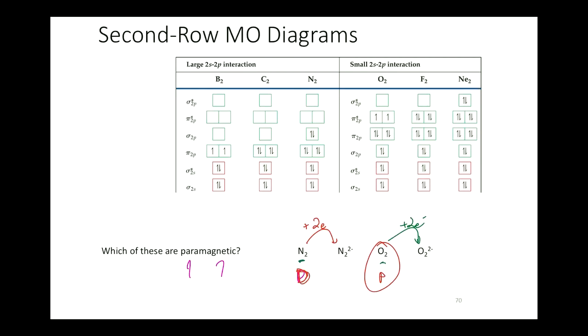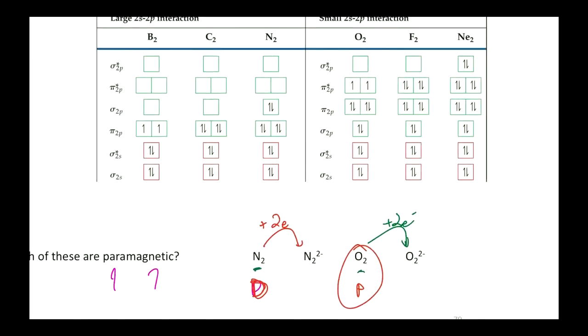So we have the neutral. So let's just add 2 electrons to the diagram to make the anion. So let's focus on nitrogen first. So where will the next 2 electrons go? Can I just put them anywhere?